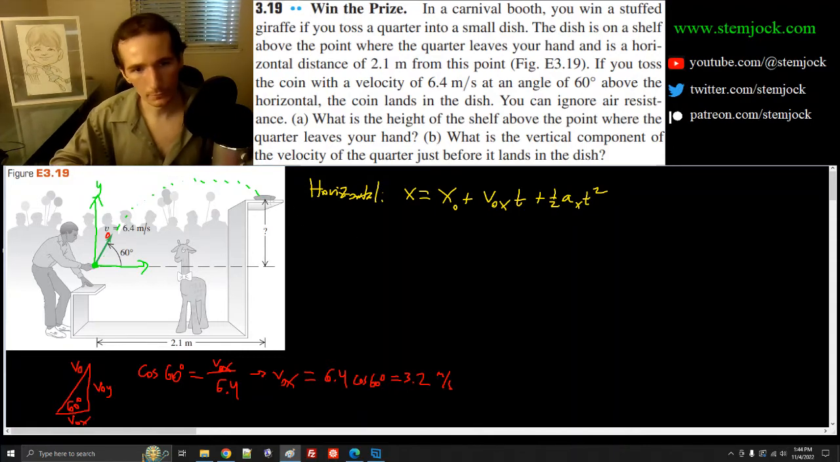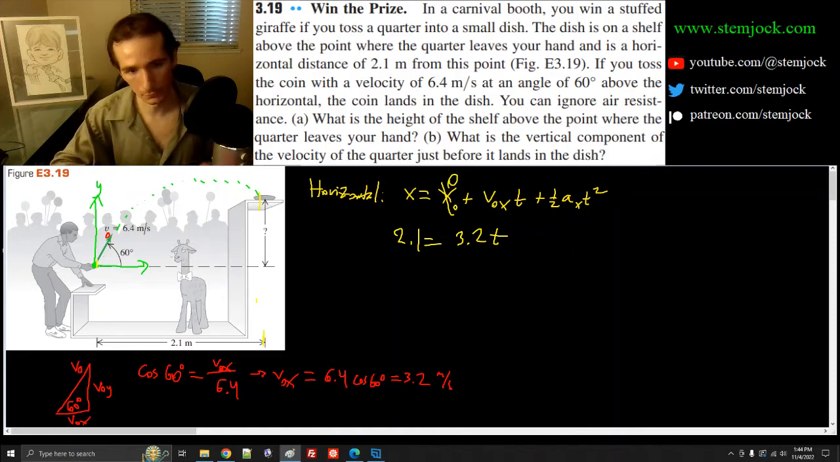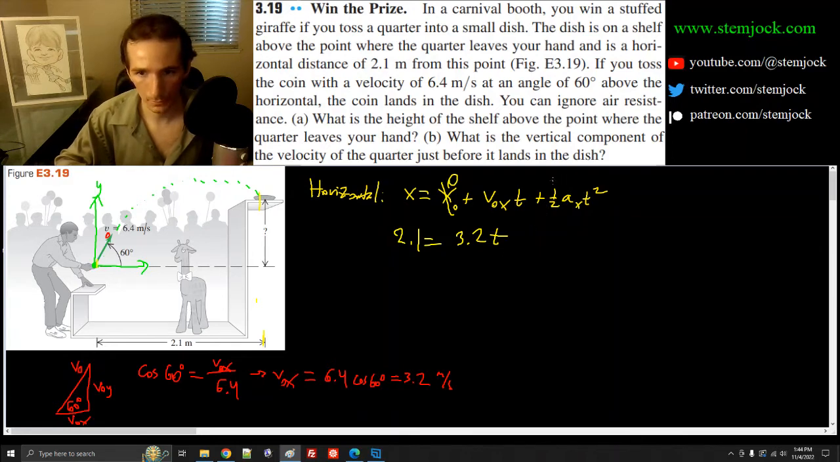So the final horizontal position is going to be here, which is 2.1 meters. So for x, I have 2.1. For x naught, it's starting at 0 because that's where I chose the origin. So x naught is 0. V0x is 3.2 t. And because there's no air resistance, or there's no force speeding up or slowing the object as it moves horizontally, ax is 0. There's no horizontal acceleration, so this term is also 0.